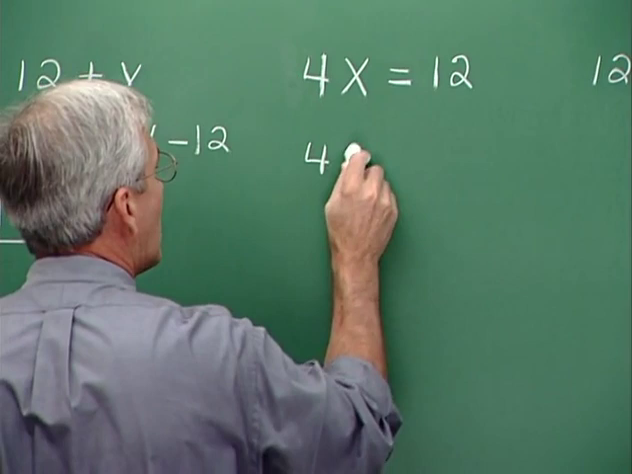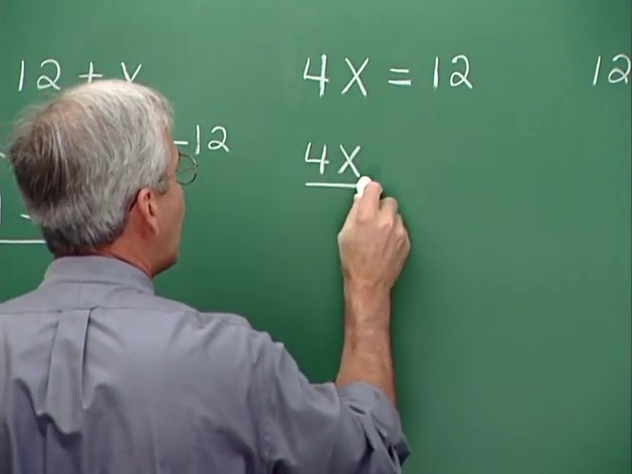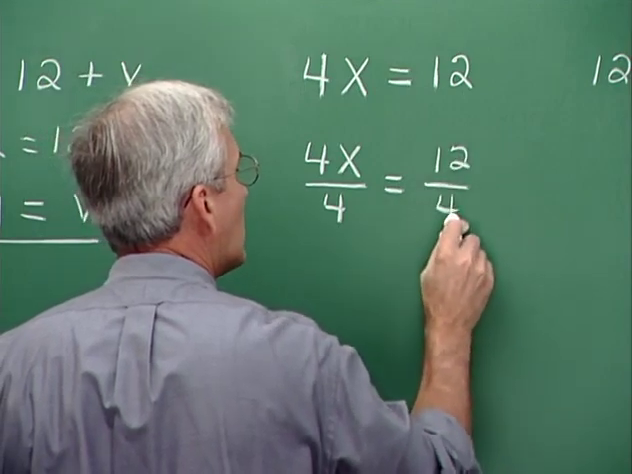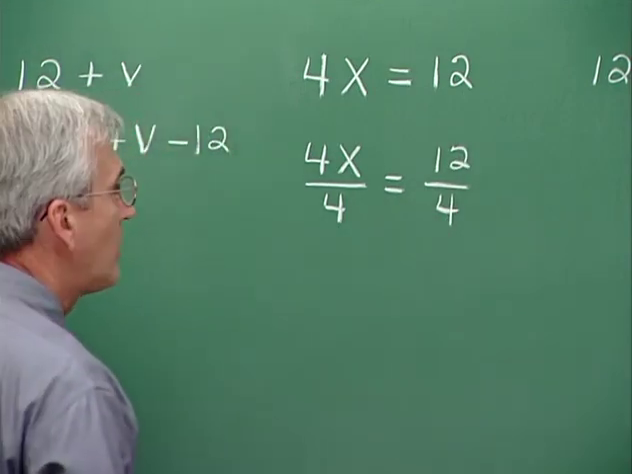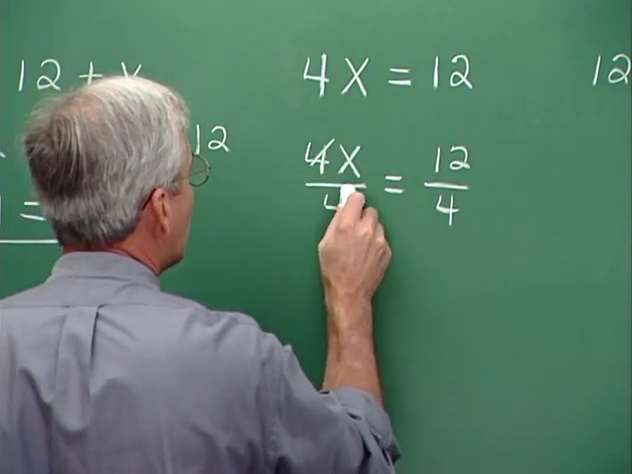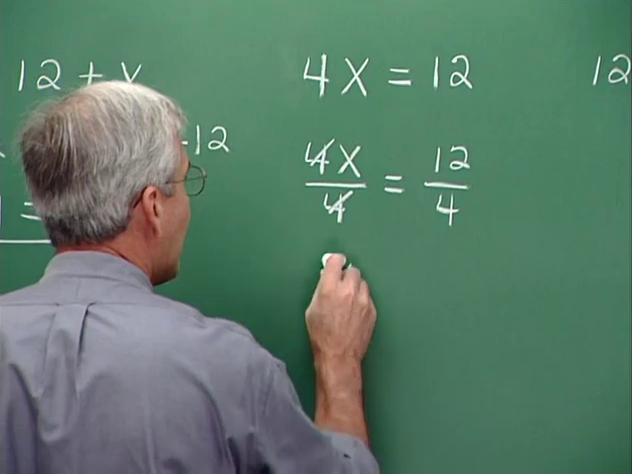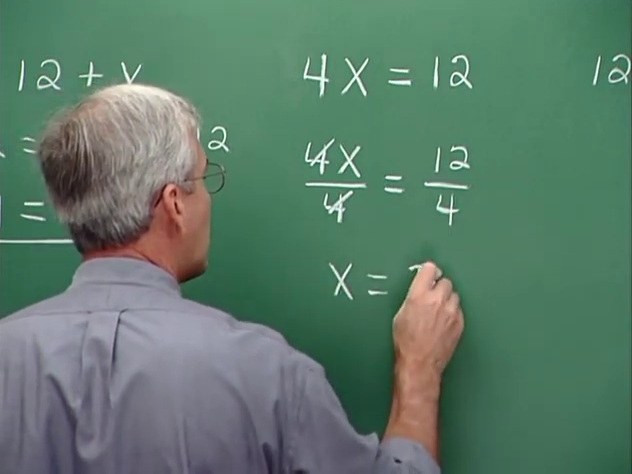Here's what we do. We show that we're going to take 4x and divide by 4. We're going to take the right side and divide by 4. You see, just perform the same operation on both sides. These 4's will divide out. They take each other out. They cancel, if you will. And we have x equals 12 divided by 4 is 3.